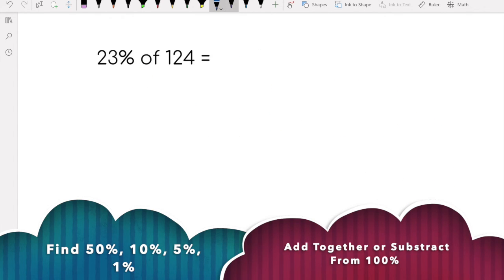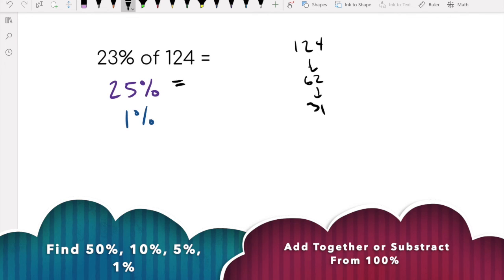Okay, last one, 23% of 124. I could find 10% and times it by 2, then find 1% and times it by 3. I'm actually going to find 25% and then subtract 2%. So 25% is 1/4. I have to divide by 4. And there's a different video where I show how to divide by 4. It is often easier to cut it in half 2 times. So if you cut this in half once, you get 62. You cut it in half again, you get 31. So 25% of 124 is 31.